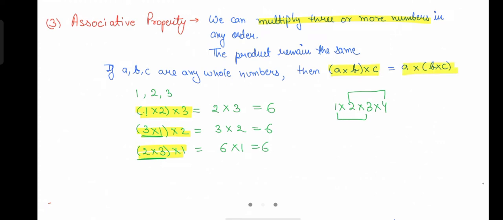See, in this case, what is happening? You are multiplying a and b inside the bracket and c is outside. While in the next scenario, b and c are inside and a is outside. It means you are multiplying b and c first, and in the other case you are multiplying a and b first. So just the order is being changed, but the answer will come out the same. This was the associative property.